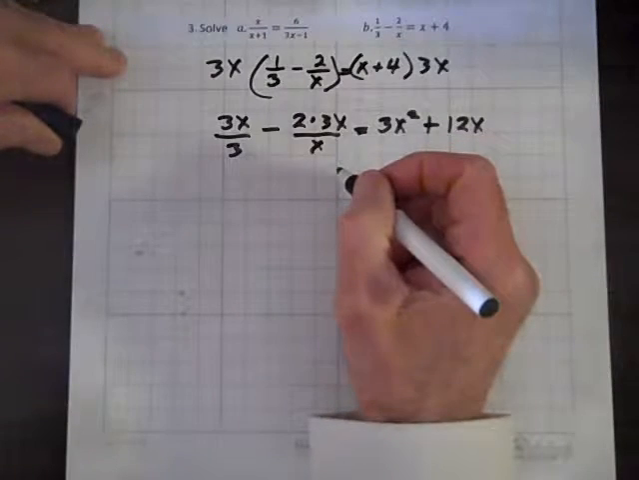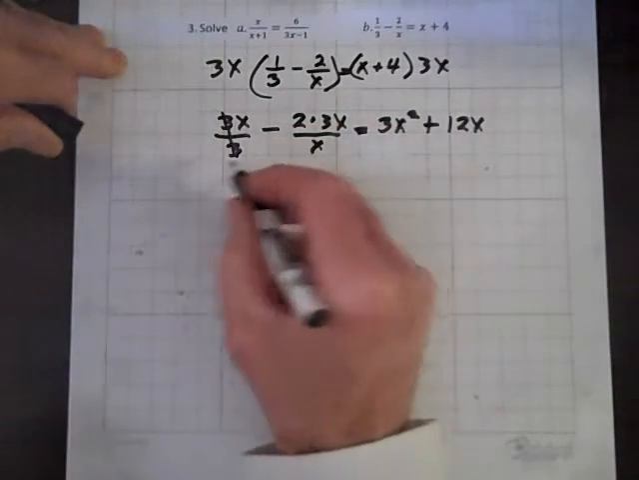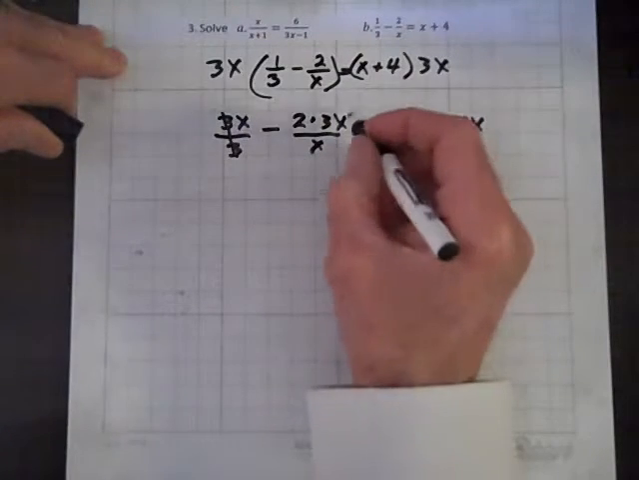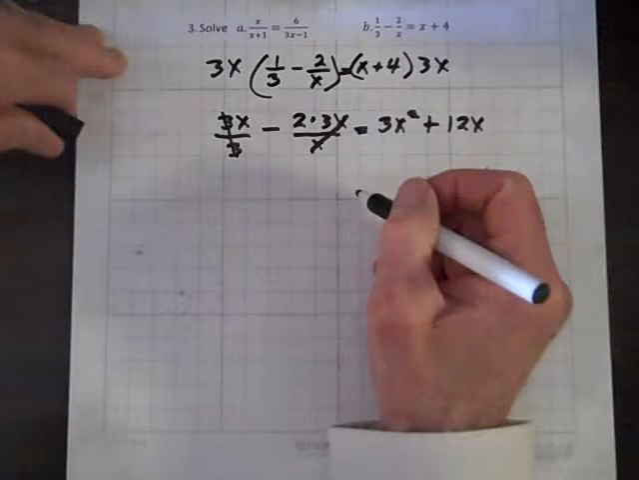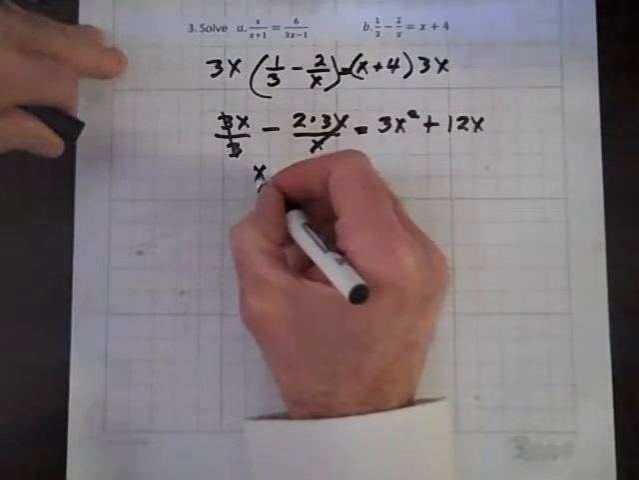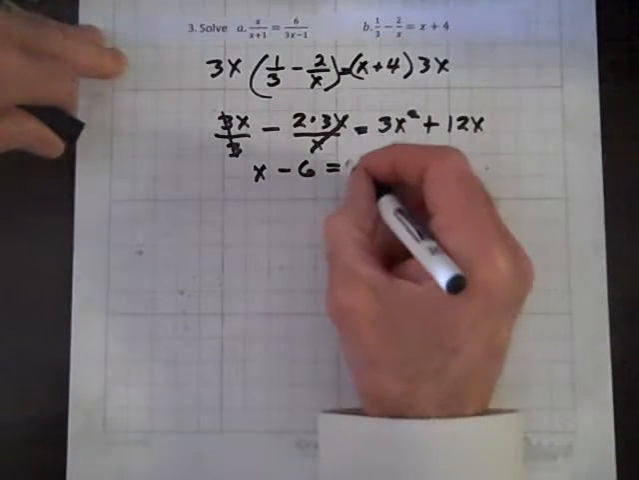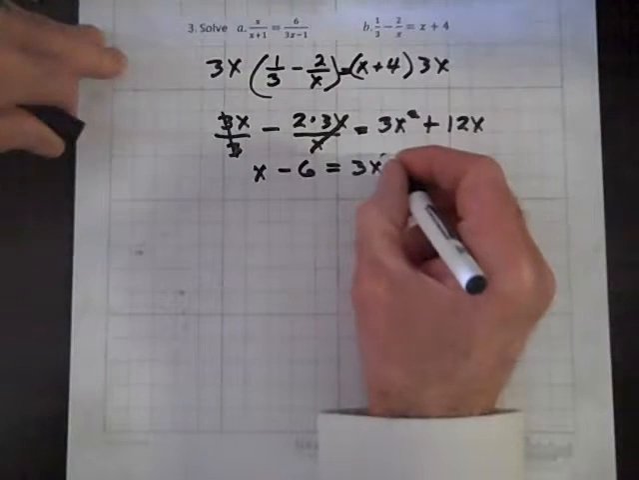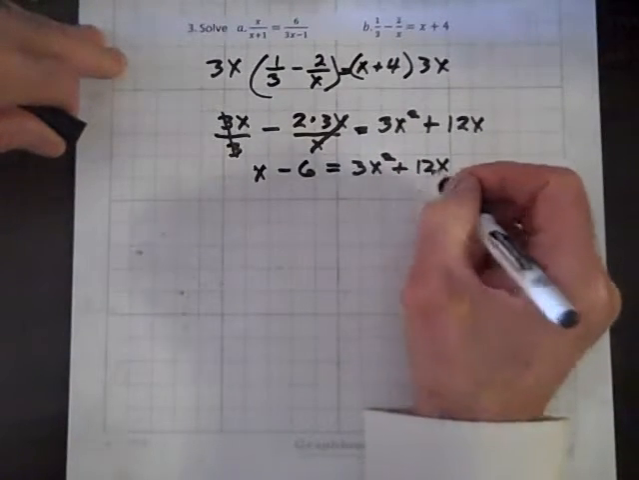Now, these 3's divide out. That denominator has been eliminated. These factors of x divide out. That denominator has been eliminated. So what we have is x minus 2 times 3 is 6 equals 3x squared plus 12x.